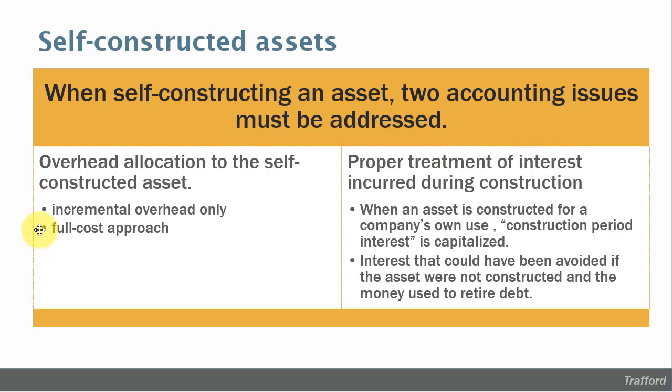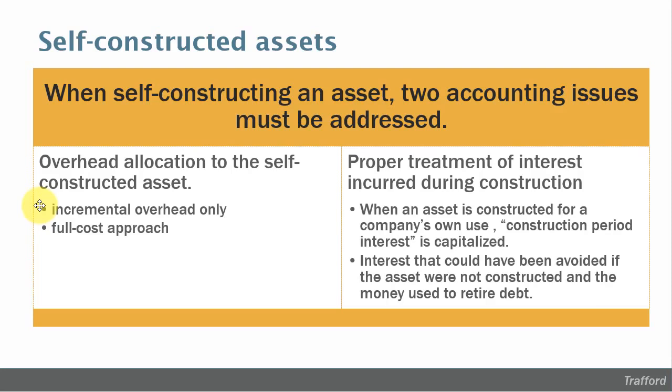The incremental approach would say, yeah, but you would have paid that manager $100,000 regardless of whether he or she was involved in the construction project. It didn't cost you anything additional to put that person in charge, so you should not add anything to the cost of the building. Both approaches are currently in use.